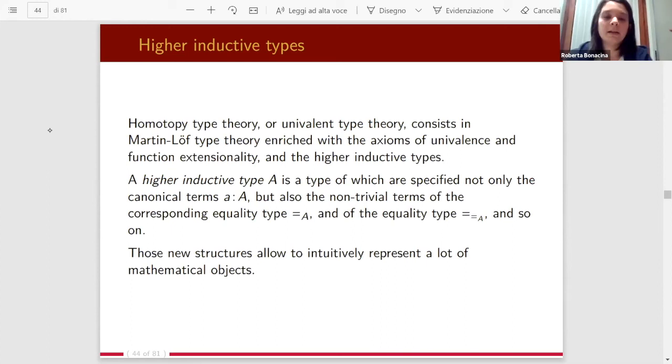Let's say two words now about the higher inductive types, which are the last novelty of homotopy type theory. We say that a higher inductive type is a type of which are specified not only the canonical terms of type A, but also the non-trivial terms of their equality type, equal A, or the second order equality type, equal equal A, and so on. Of course, there will always be the reflexivity, but also other terms will be introduced. And those new structures allow us to represent in a more intuitive way a lot of mathematical objects.